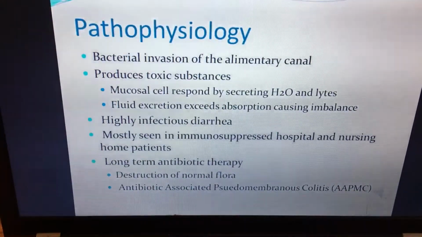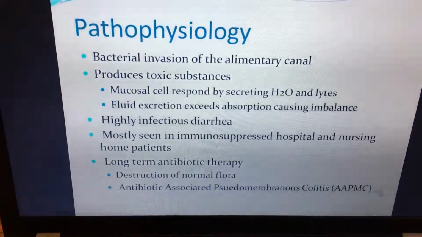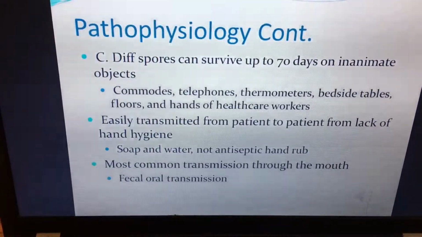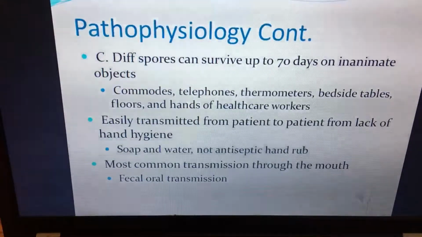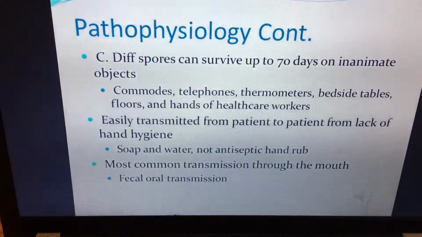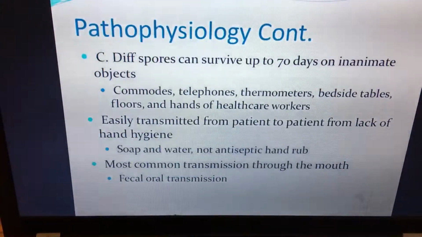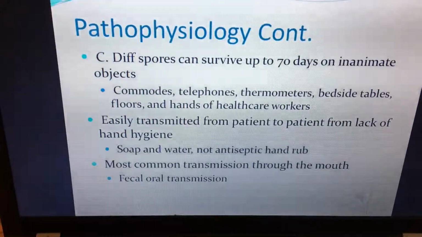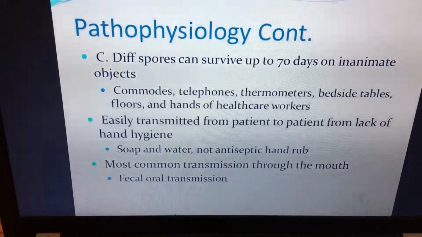It is an antibiotic-associated pseudomembranous colitis, AAPMC. Alright, C. diff spores can survive up to 70 days on inanimate objects, such as commodes, telephones, thermometers, bedside tables, floors, and hands of healthcare workers. It's easily transmitted from patient to patient from lack of hand hygiene. Soap and water are what we use to get this off our hands. Antiseptic hand rub does not work. Most common transmission is through the mouth, so fecal-oral transmission. Yuck.